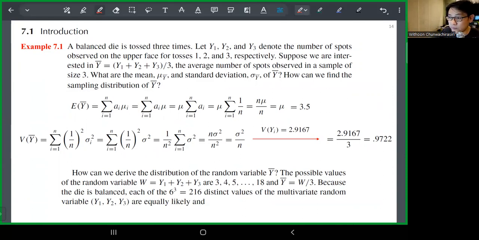Let's take a look at this. It's going to be straightforward because y bar is just a linear combination of all the 3, with the same coefficients of 1/3. So it's just y1 over 3 plus y2 over 3 plus y3 over 3. So no problem, it's just the coefficients multiplied by the mean. That's no big deal.